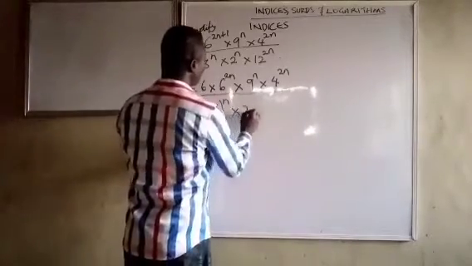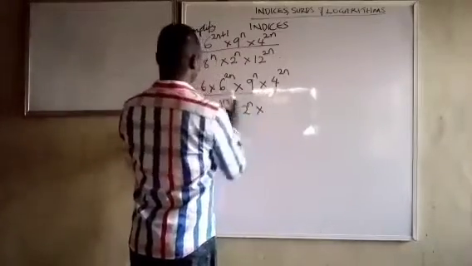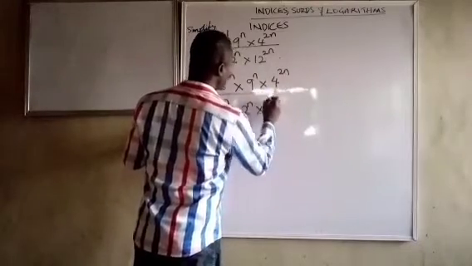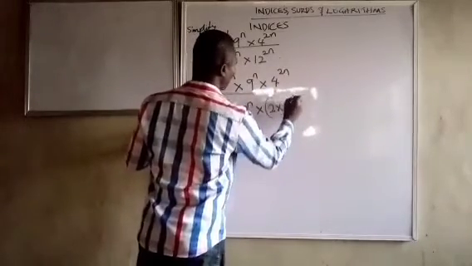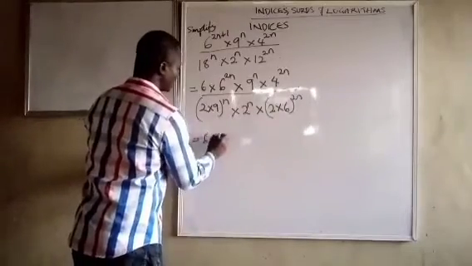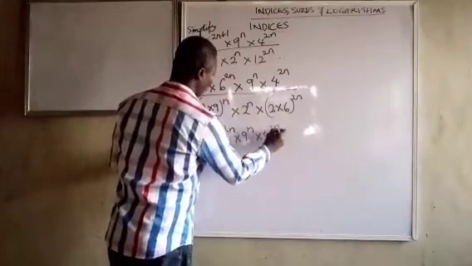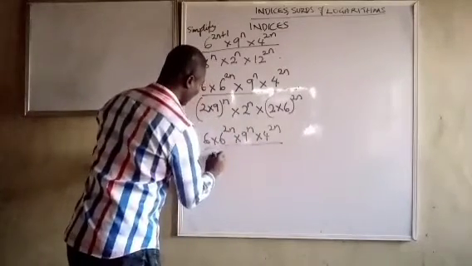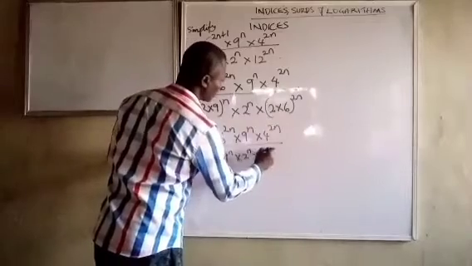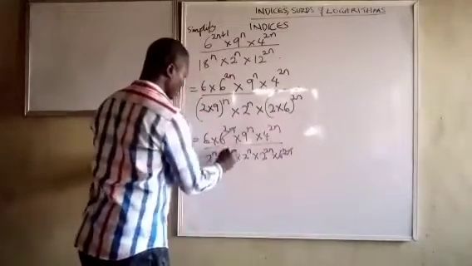We have 2 raised to the power n here. And we also have, let's make this one factors of 6 and 2. So this one will be 2 times 6 raised to the power 2n. Very interesting now. You can see. So we have 6 times 6 raised to the power 2n times 9 raised to the power n times 4 raised to the power 2n over 2 raised to the power n times 9 raised to the power n times 2 raised to the power n times 2 raised to the power 2n times 6 raised to the power 2n. So this one cancels this. This one cancels this.